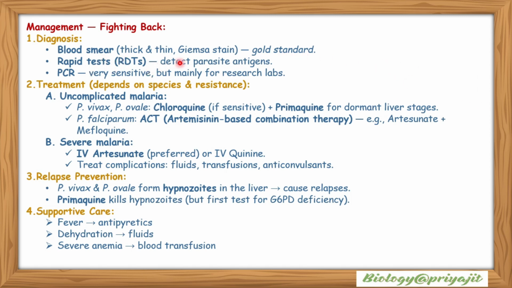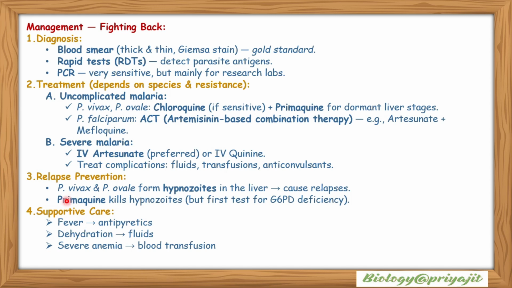Rapid diagnostic tests, RDTs, detect parasite antigens. PCR is very sensitive but mainly for research labs. Treatment depends on species and resistance. Uncomplicated malaria: Plasmodium vivax and Plasmodium ovale need chloroquine if sensitive, then primaquine for dormant liver stages, and for Plasmodium falciparum, ACT, or artemisinin-based combination therapy, that is artesunate and mefloquine. Severe malaria: IV artesunate preferred, or IV quinine. Treat complications with fluids, transfusion, and anticonvulsants.